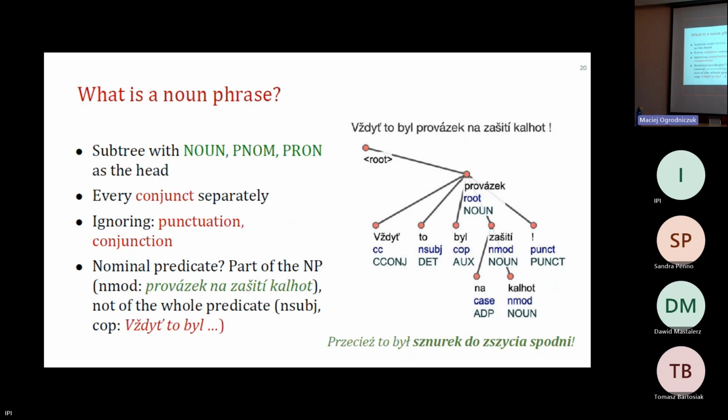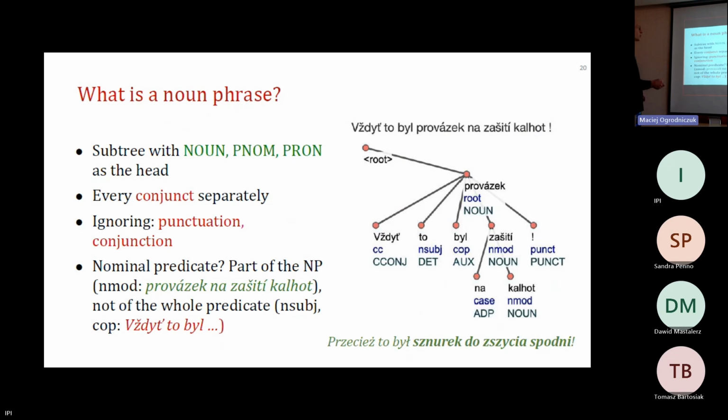But what is a noun phrase? There are some problems in Universal Dependencies because the copula is also a function word. If you have a sentence such as to byl šňůrek do šiče spodní, this is a copula with some predicative nominal, and that predicative nominal has as its dependent also the subject and also something else. It could be also an adverbial. So we don't want to count that, of course.